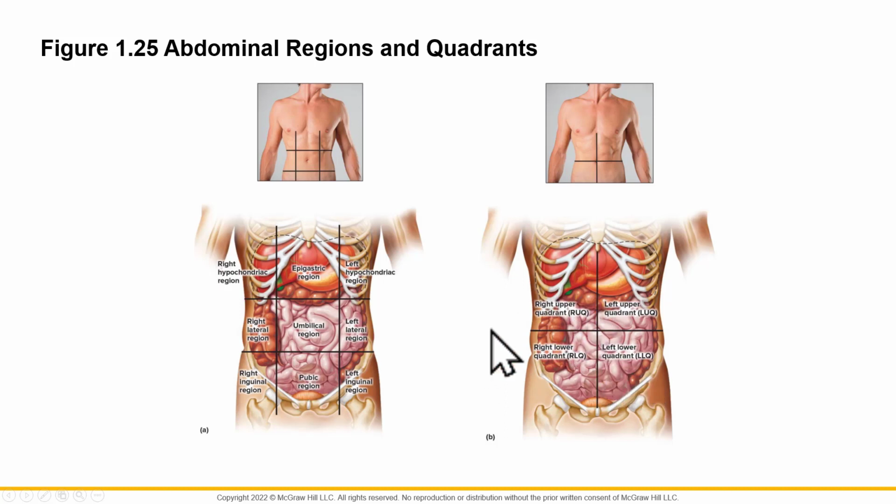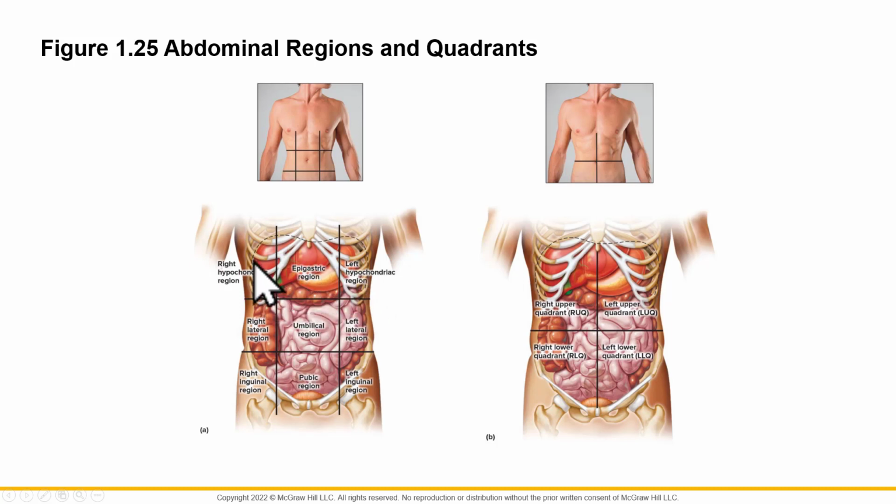Well, sometimes we need a little more definition to help us figure out exactly where this is. And so instead of doing 4 quadrants, we do 9 regions. And you can see the names of these. So we've got the left hypochondriac, chondro, cartilage. Okay, so this is underneath the cartilage of the lung. The epigastric, right over the stomach.